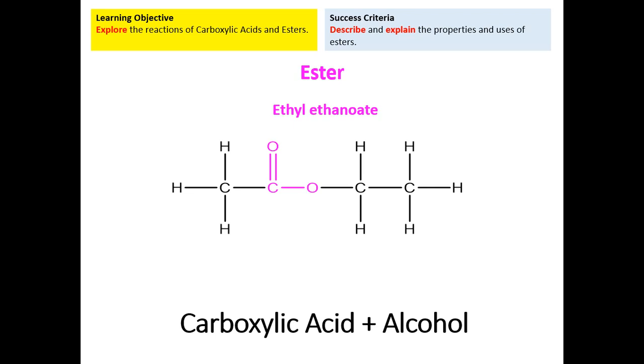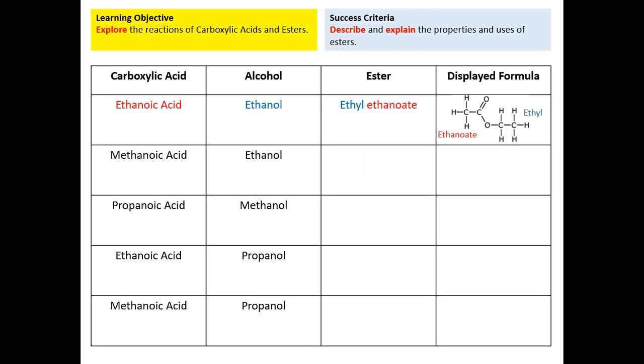Now, like we said at the start, any ester will always end in anoate, and the first bit will always have an yl. So it could be methyl, ethyl, propyl, anything of that with an anoate on the end. So the ethyl bit comes from the alcohol, and the ethanoate bit comes from the carboxylic acid. And we're going to do some more practice of this in a second.